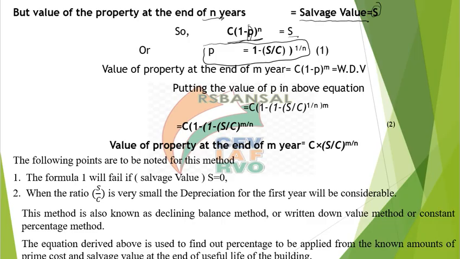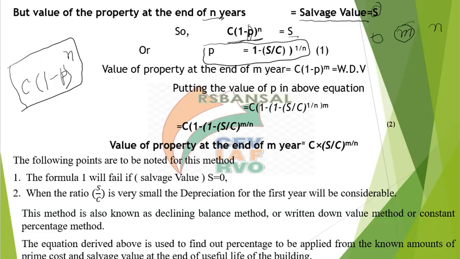Remember. Now the value at the end of economic life is C into (1 minus P) raised to power N. But if you have to find the value at any age between 0 and N, the value will be equal to C into (1 minus P) raised to power m. So n will be replaced with m. It is also called written down value. Written down value is the value which is written in the books of accounts of a company.